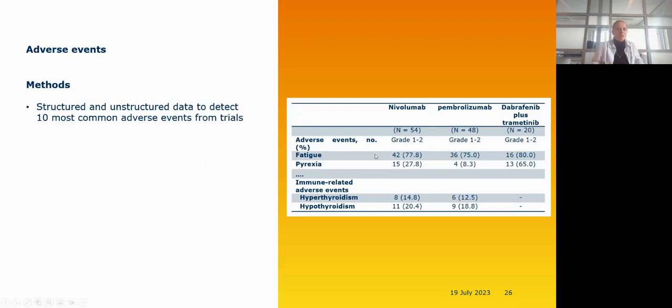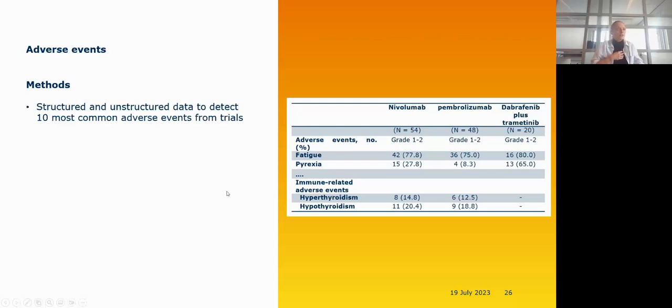And I have only summarized here the most interesting ones. For example, fatigue. Almost all patients, at least once, had a mention of fatigue in their health records. As you can see, around 80% of the patients. More interesting, pyrexia, there it is again, in 65% of the dabrafenib plus trametinib group. And in the groups of nivolumab and pembrolizumab, we saw some immune-related adverse events.